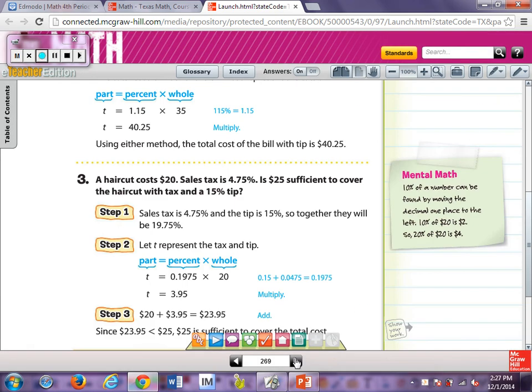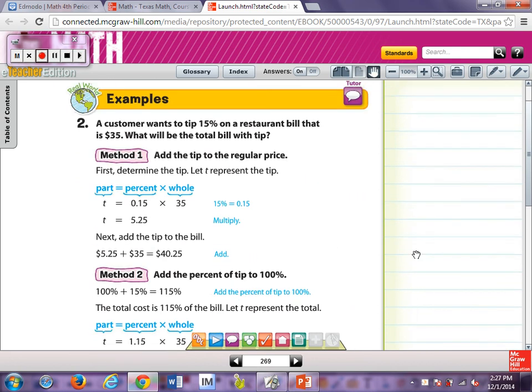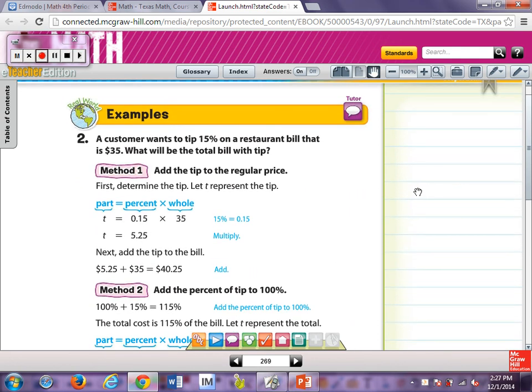So continuing with our lesson now, we begin on page, not 267, 269, excuse me. Apparently I'm subtracting numbers instead of adding them. And we have a second example here. Here's another type of example you guys will be using in real life, and that is the idea of a tip. A customer wants to tip 15% on a restaurant bill that is $35. What will be the total bill with tip?